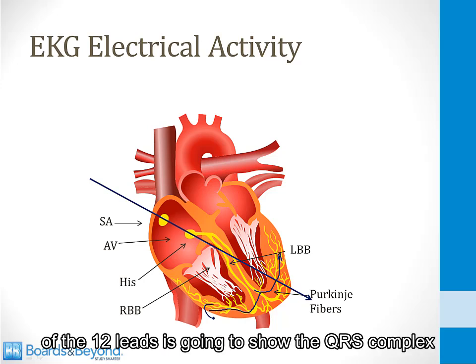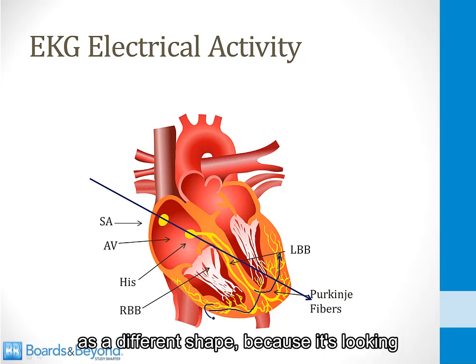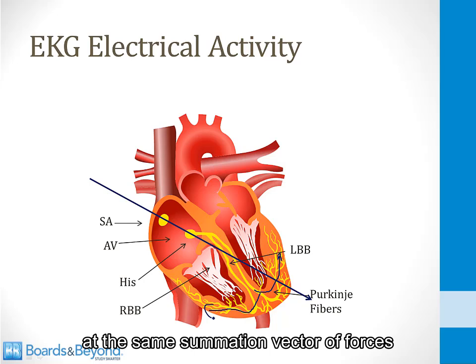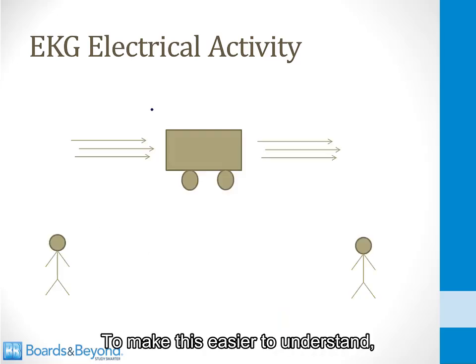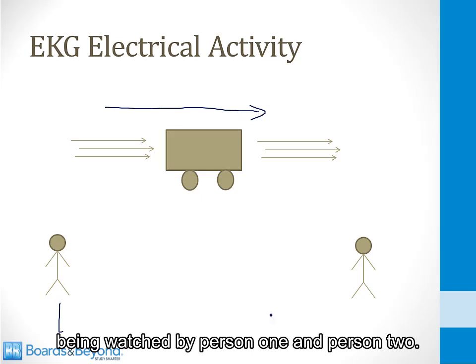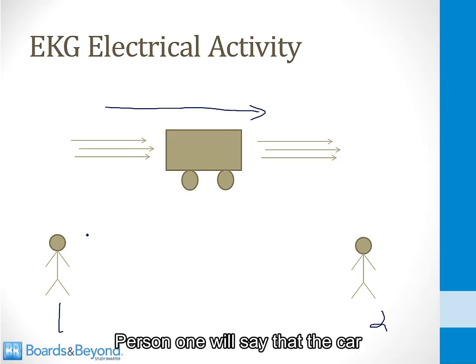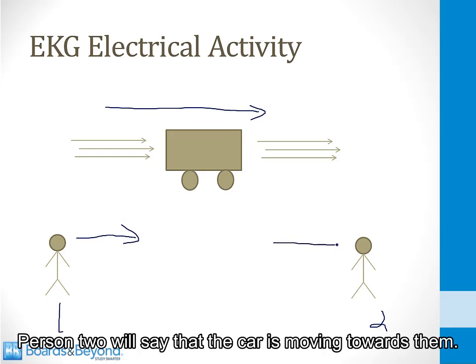And therefore, each of the 12 leads is going to show the QRS complex, which represents ventricular depolarization, as a different shape because it's looking at the same summation vector of forces from a different vantage point. To make this easier to understand, let's imagine we have a car moving down the street being watched by person 1 and person 2. Person 1 will say that the car is moving away from them. Person 2 will say that the car is moving towards them.